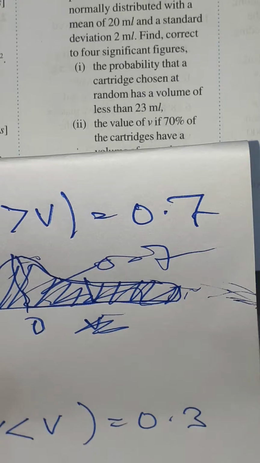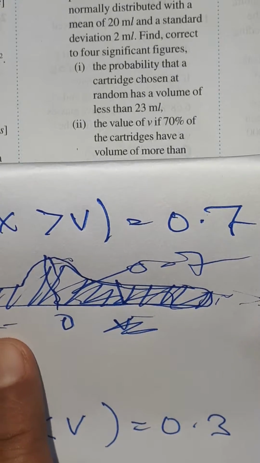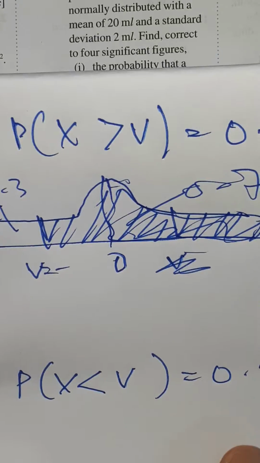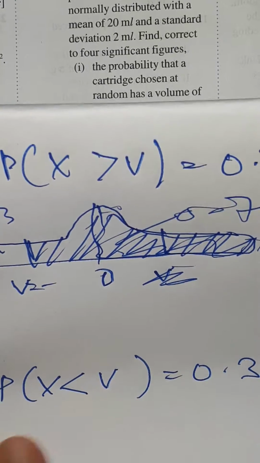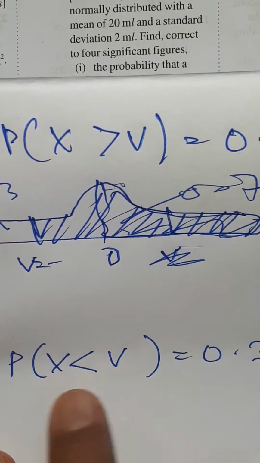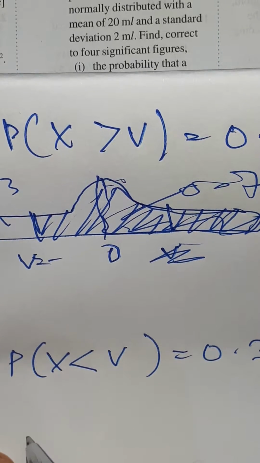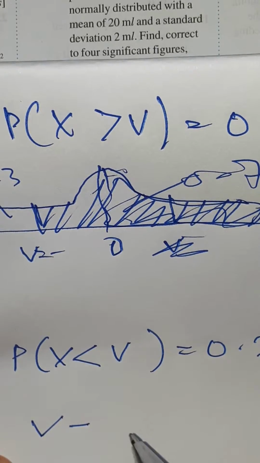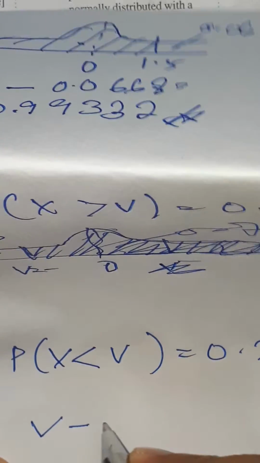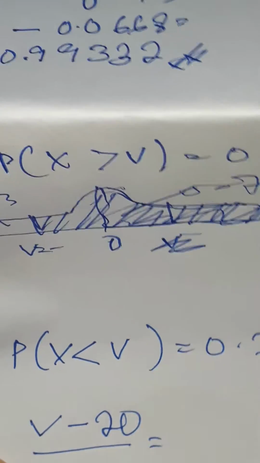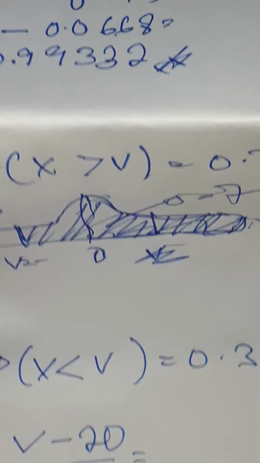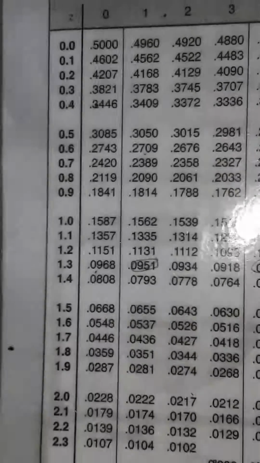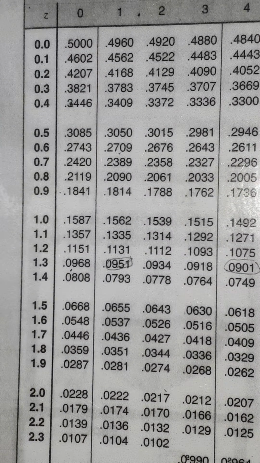Okay, first we know that the value of the Z score will be negative. Then we have to create an equation involving V. So how to create the expression for V? This is X, change to Z. So we say V minus the mean. What is the value of the mean just now? The mean is 20, over 2. Okay, so is it equal to 0.3? Not at all, because 0.3 is the probability. So you have to find inside the probability table where it says 0.3.